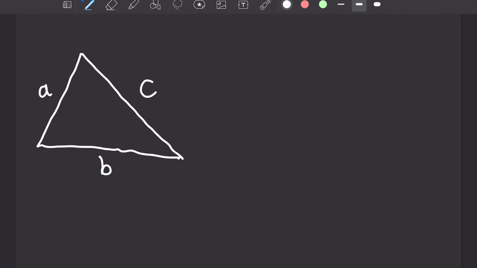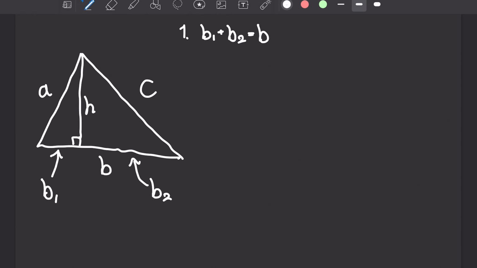First of all, here's our triangle. Let's say it has height h, and we're gonna call the two parts of the base b1 and b2. And we're gonna start by writing down a few things that we already know. Most obviously, b1 plus b2 equals b. h squared equals a squared minus b1 squared. h squared also equals c squared minus b2 squared.